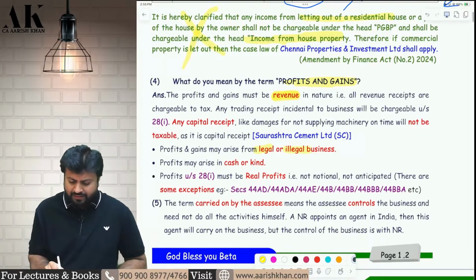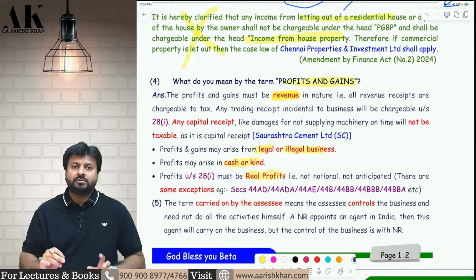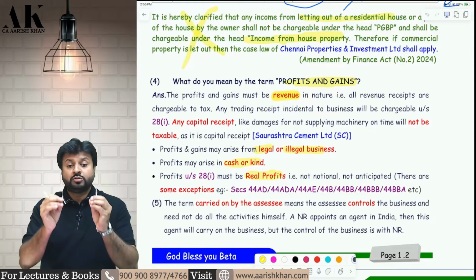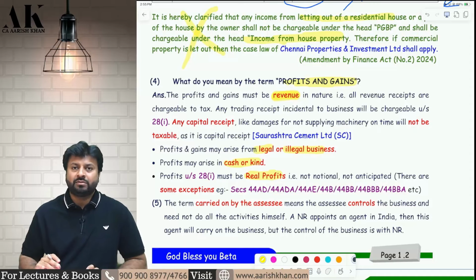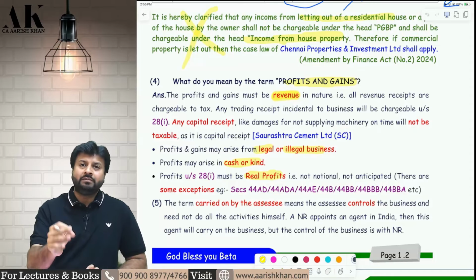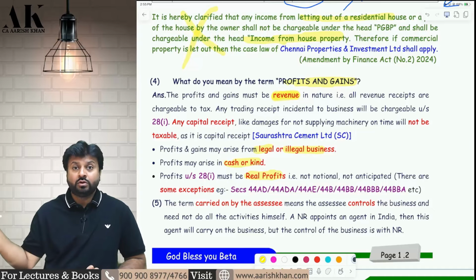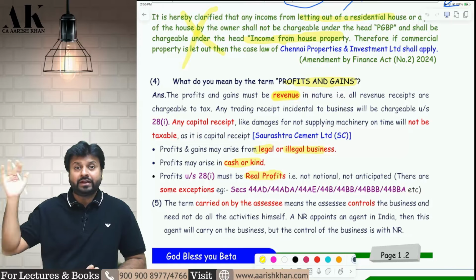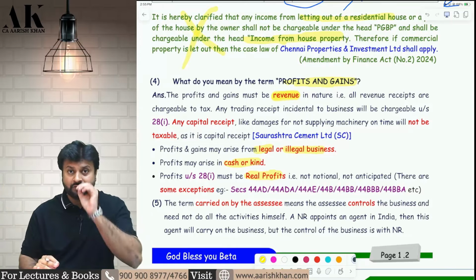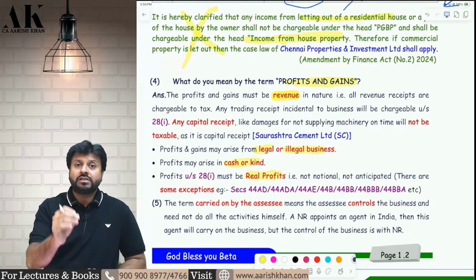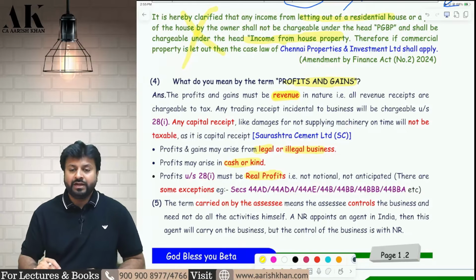Secondly, profits may be legal, illegal, it doesn't matter. Profits may be cash, kind, it doesn't matter. Profits must be real. If you want to charge your profits under section 28(1), the profit has to be a real profit. It cannot be a notional profit or a deemed profit or an anticipated profit. If you want to charge a notional or deemed or anticipated profit, then you have to go under 44AD, 44ADA, 44AE, presumptive income. Go under presumptive income and charge there. Then you cannot come under PGBP general provisions. If you want to charge under general provisions, the profit has to be a real profit. It cannot be a deemed profit.